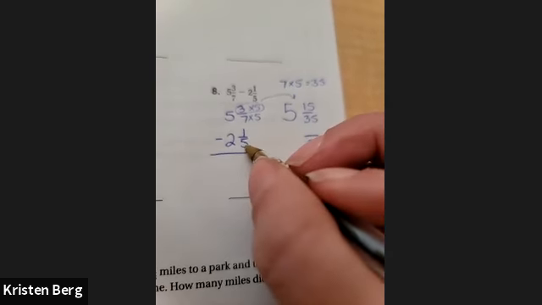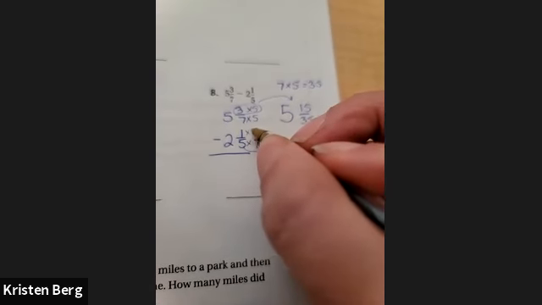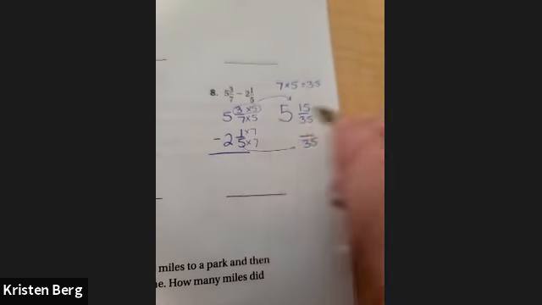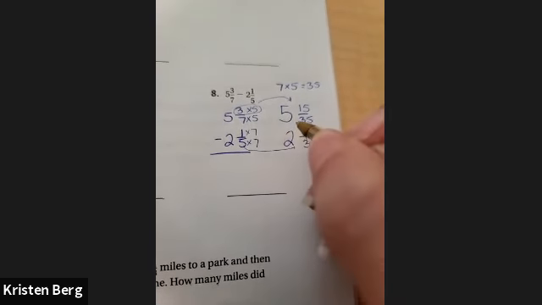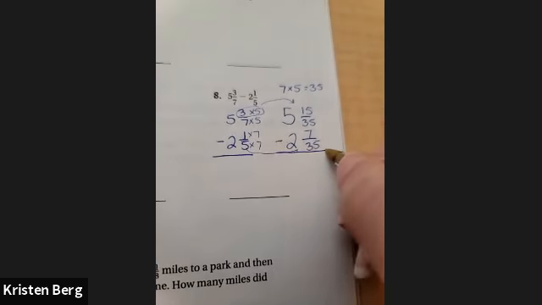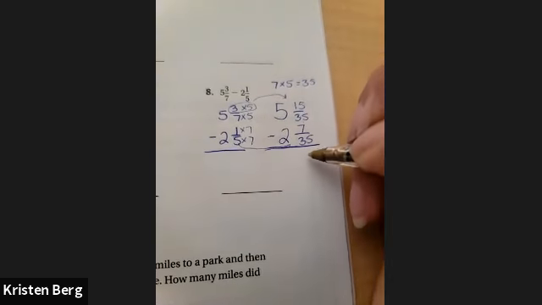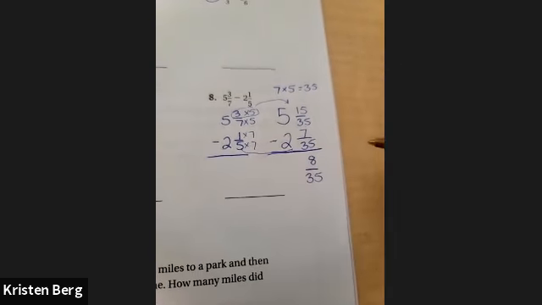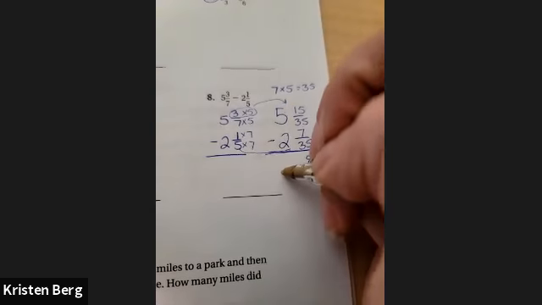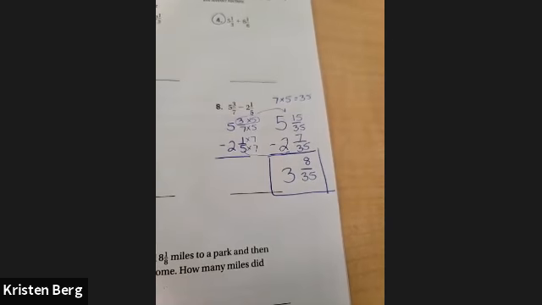Here, what do I do to a 5 to get it to 35? I times it by 7. So I do the same to my numerator. 7 times 1 is 7. And then my whole number is still a 2. So now I can go ahead and subtract. What is 15 minus 7? That is 8 over 35. And then 5 minus 2 is 3. My answer is 3 and 8 over 35, sorry.